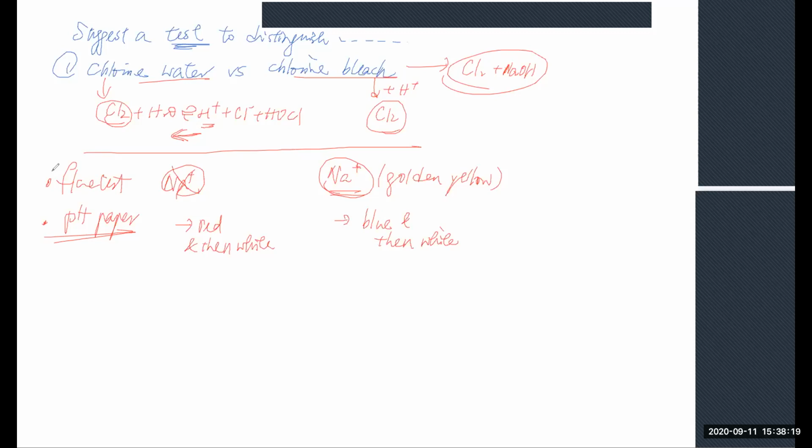Added to methane without sunlight. No. What is methane? No such.